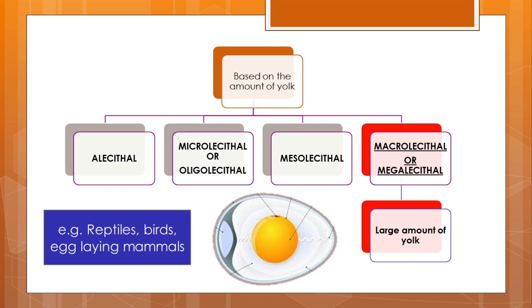Here there is no larval stage and the entire process of development has to be completed within the egg itself. That is why the egg cytoplasm is loaded with a large amount of yolk. Examples of such eggs include the eggs of reptiles, birds and egg-laying mammals.